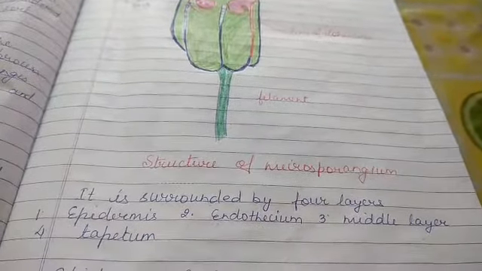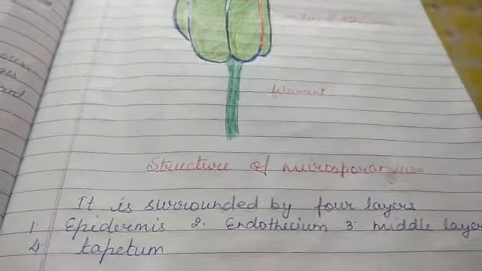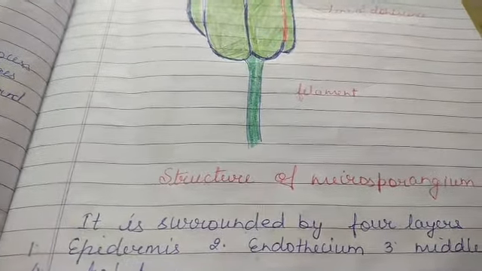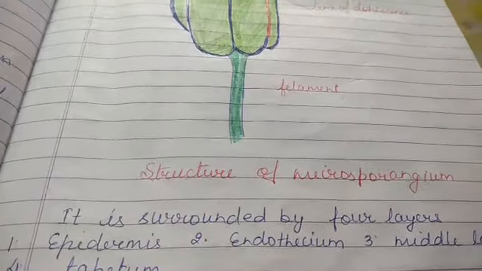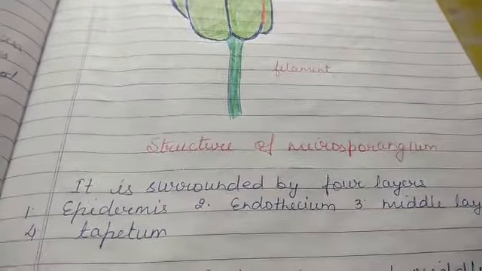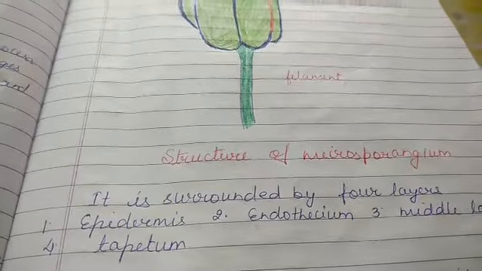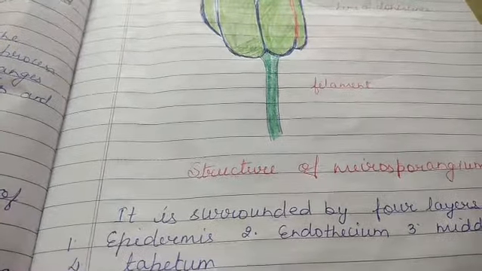Now, structure of microsporangium. Microsporangium means a structure in which microspores are found. So it is surrounded by four layers. These layers are epidermis, endothecium, middle layer and tapetum.